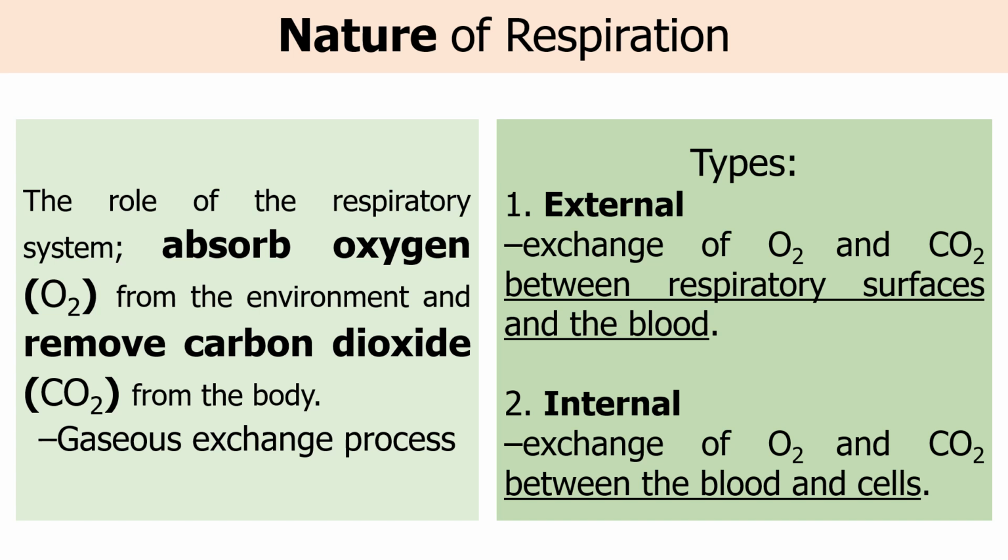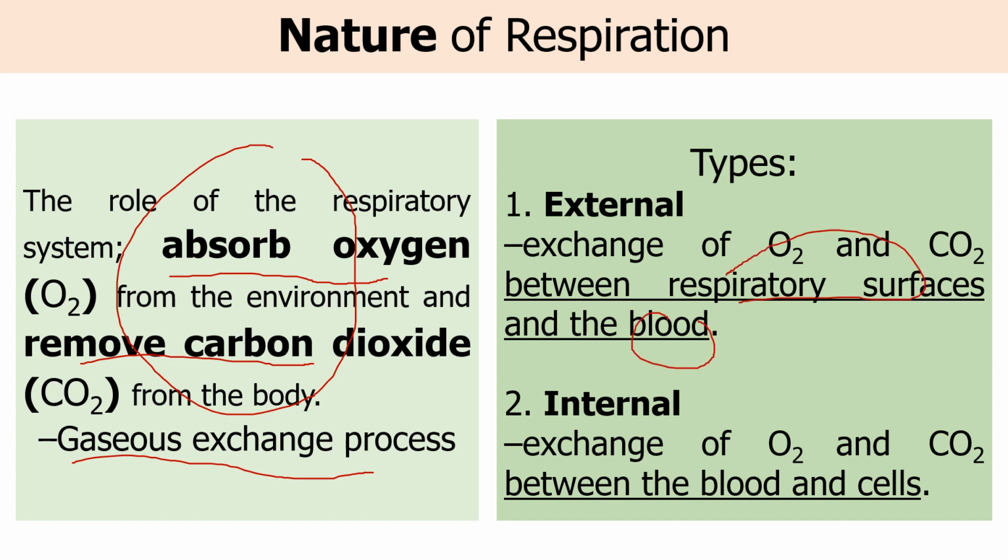We know that the role of the respiratory system is to absorb oxygen from the environment and to remove carbon dioxide from the body. So this whole thing we call as gases exchange process, which comes with two types, external and internal. For external, exchange of oxygen and carbon dioxide is between respiratory surfaces and the blood, while for internal, exchange of oxygen and carbon dioxide is between the blood and the cells.